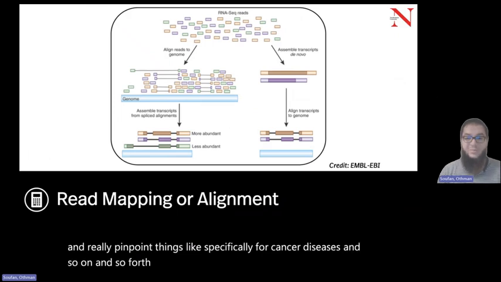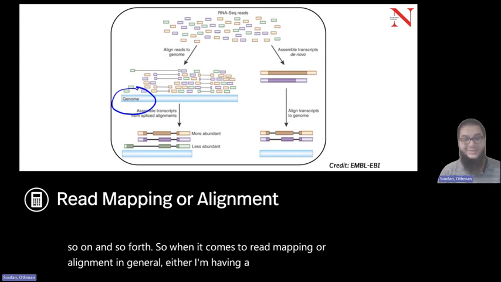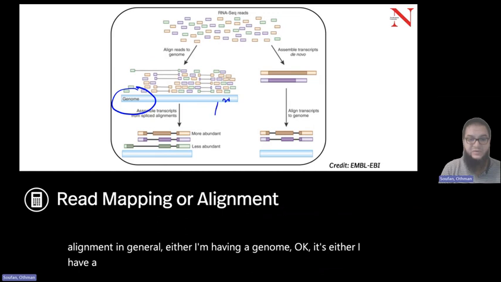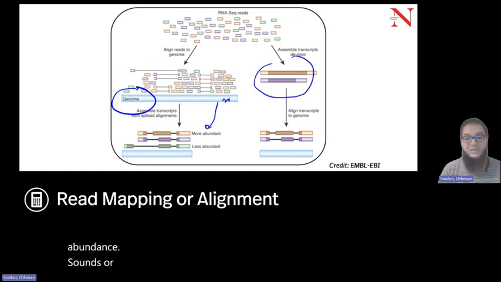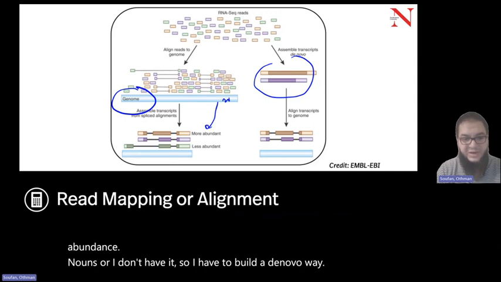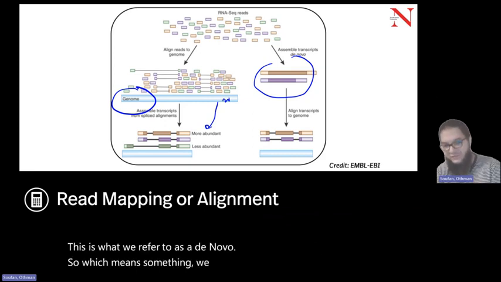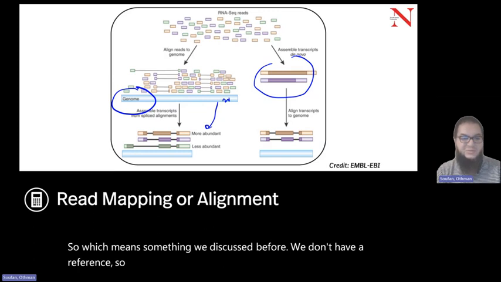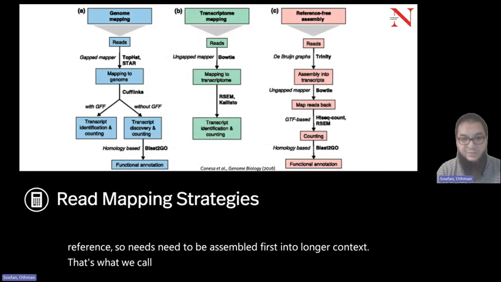So when it comes to read mapping or alignment in general, either I have a genome, so I can use it as a reference to come up with my abundance counts, or I don't have it, so I have to build a de novo way. This is what we refer to as de novo. Which means, as we discussed before, we don't have a reference, so reads need to be assembled first into longer contigs. That's what we call de novo assembly.